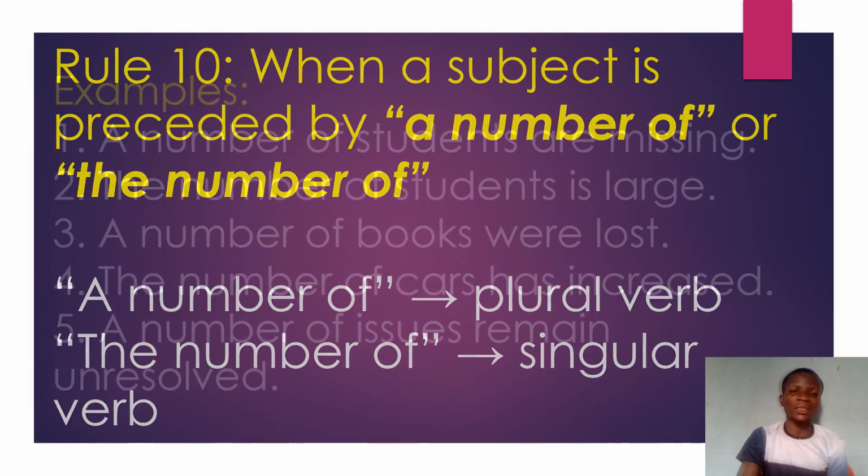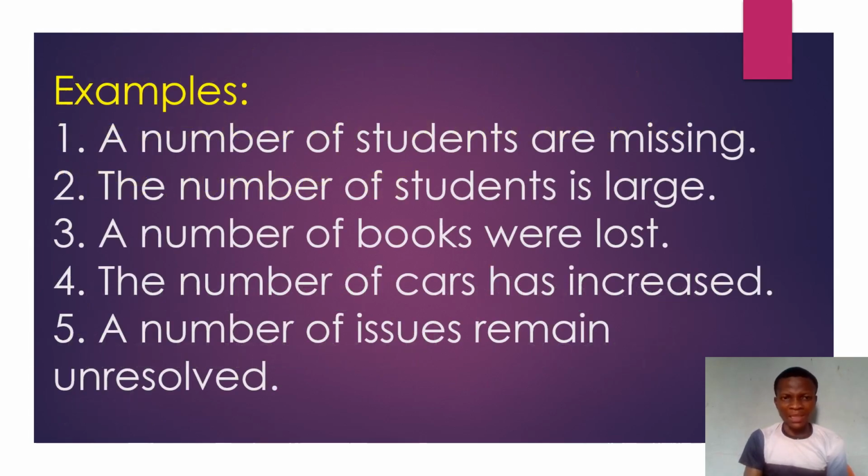Let's look at our example 1. A number of students are missing. That means "a number of" here attracts a plural verb. That's why you see "are." A number of students are missing.